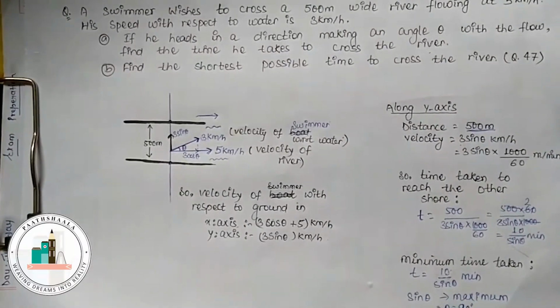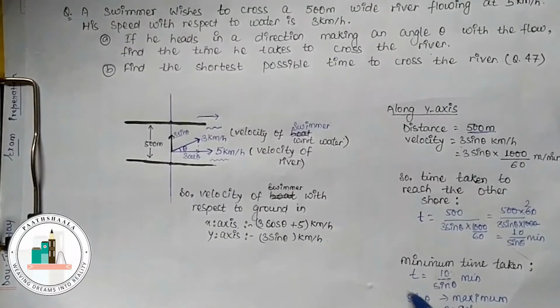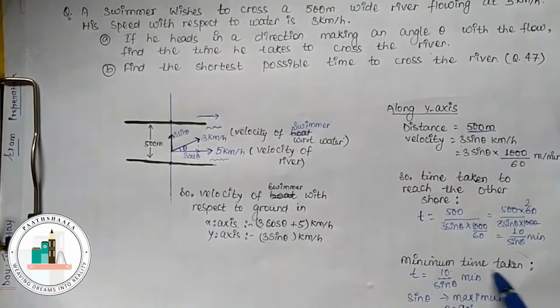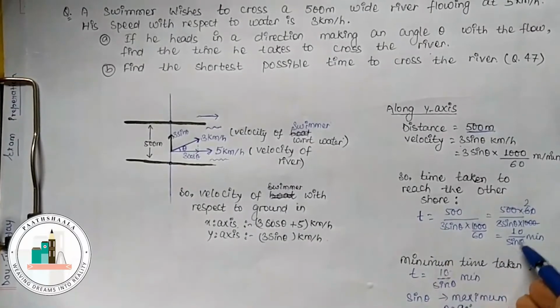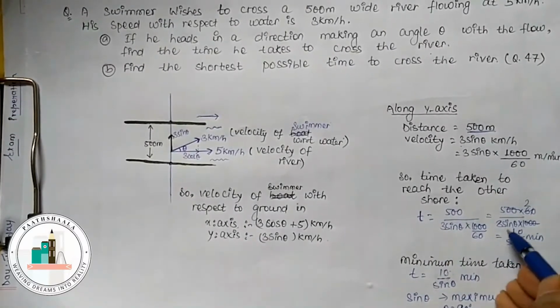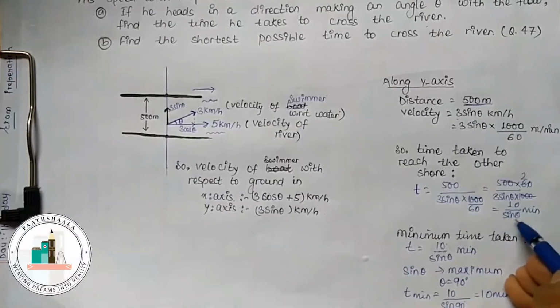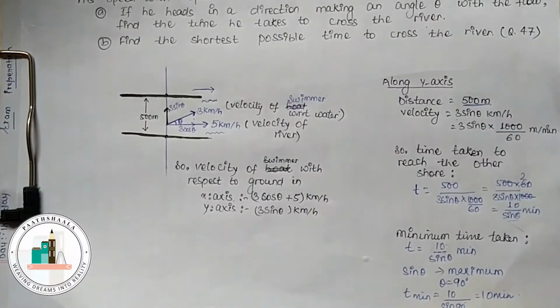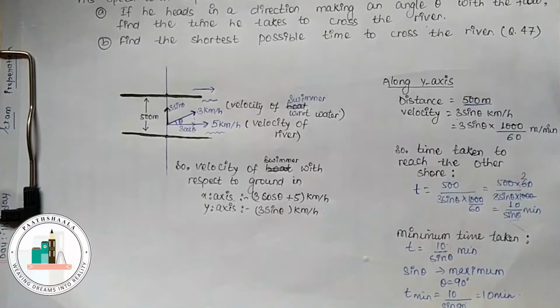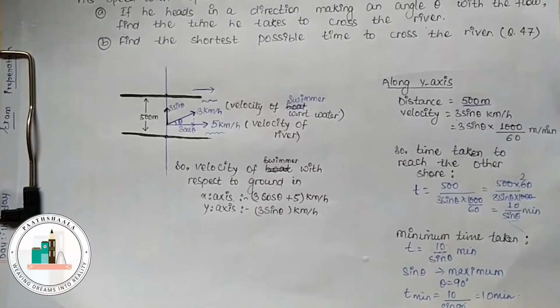So again I am discussing this part: for the time to be minimum, the expression of time we have derived here is 10 by sin theta, and if we want this value to be minimum, the sin theta part should be maximum. So what will be the value of theta when sin theta is maximum? It should be 90 degrees. So the minimum time should be 10 by sin 90, that is 10 minutes.